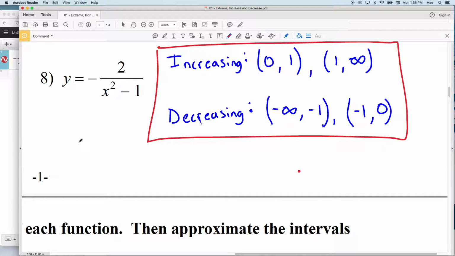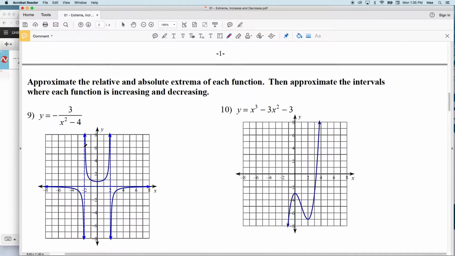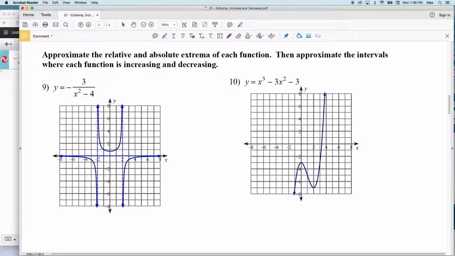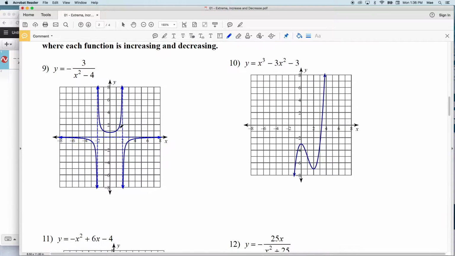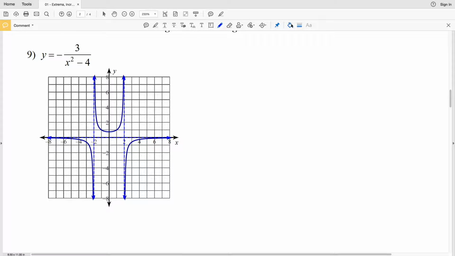Now let's move on to the second page. For numbers 9 and 10, it says to approximate the relative and absolute extrema of each function. Then approximate the intervals where each function is increasing and decreasing. So the new term that's introduced here is absolute. So let's go ahead and locate our relative extrema at the start.